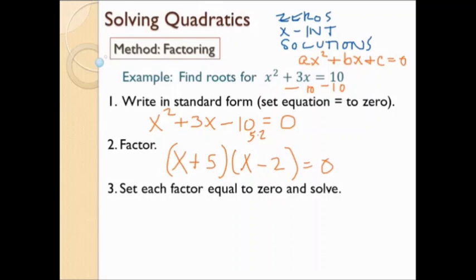Okay, so I want to set each factor equal to 0 and solve, because if either one of these things, if x plus 5 is equal to 0, so let's say x is negative 5, negative 5 plus 5 is 0. It doesn't matter what's over here because I'm taking this whole thing, which is 0, times this thing, which is going to give me 0. So I want to see what makes each of these factors, what's in the parentheses, equal to 0.